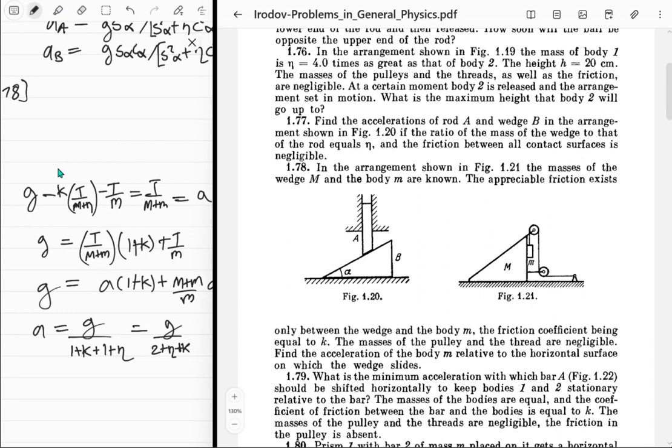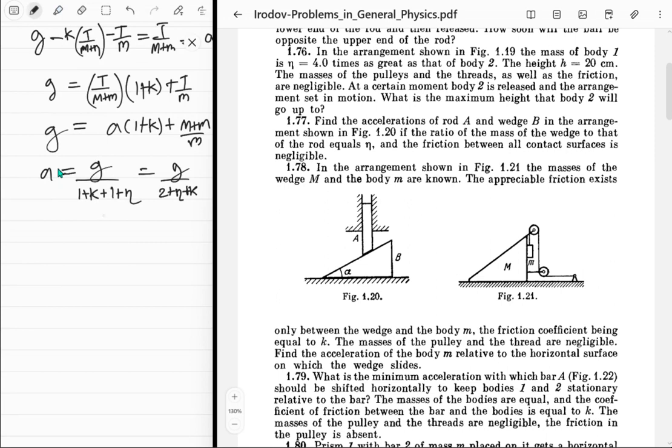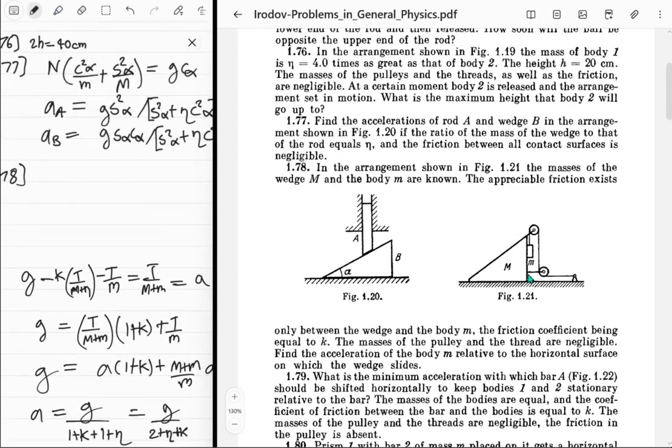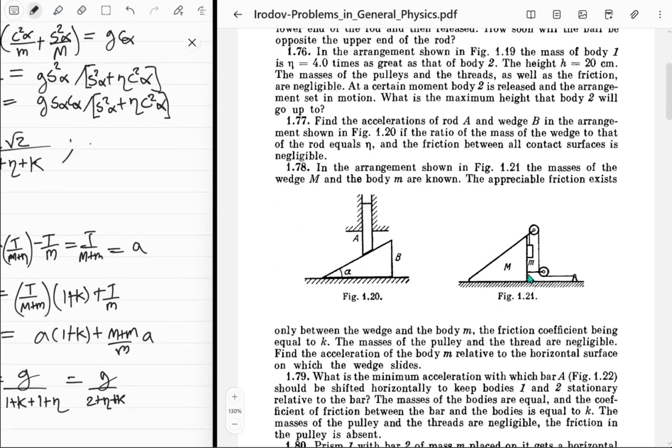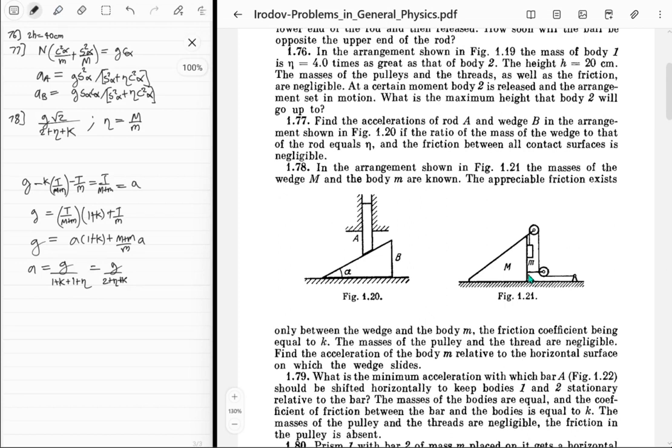Okay, time to go. So now we got the acceleration. We want to find the actual magnitude of the acceleration of this small m. The x component and y component of the acceleration are the same. So just square root 2 times this. That should do it. So it's going to be g square root 2 upon 2 plus eta plus k, where eta is equal to capital M upon small m. That should do it. Cool.